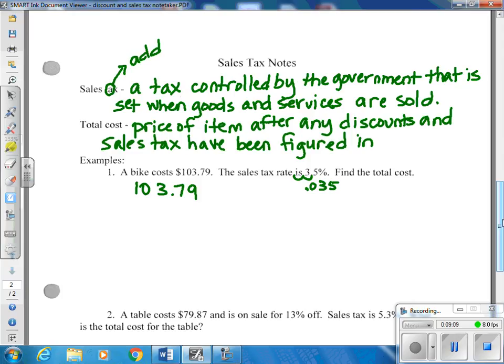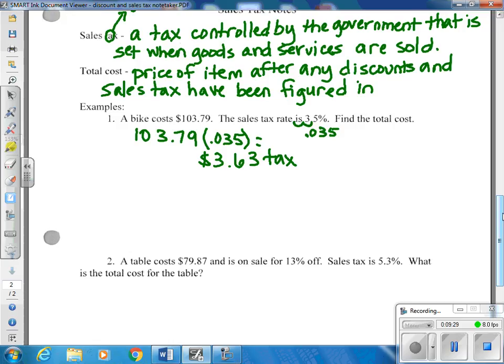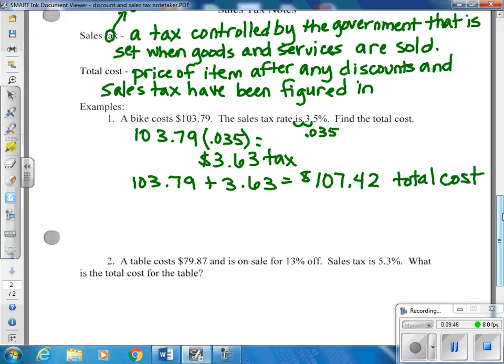All right, so $103.79 times 0.035 is going to give you, rounded off, $3.63. That is known as your tax, right? Tax is not going to be a huge amount because the percentages are not super large. Now with the tax, in order to get this bike, we have to add the tax back to the cost of the bike. So $103.79 plus the $3.63 gives us $107.42, and that is known as the total cost. You have to pay that or you don't get it.